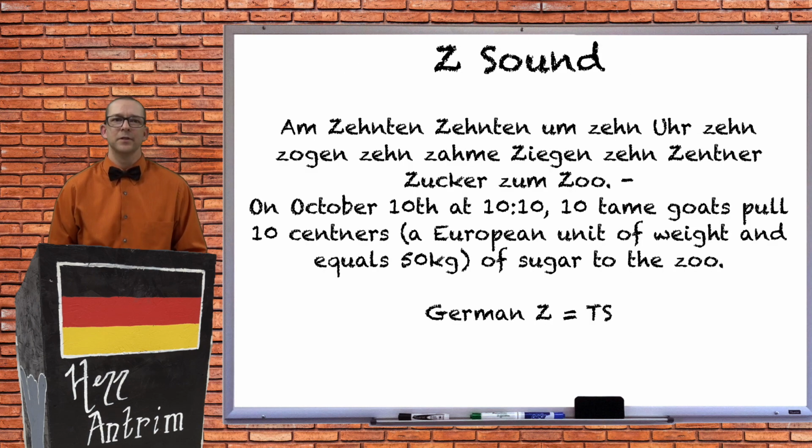The Z sound. Am 10.10. um 10:10 Uhr zogen 10 zahme Ziegen 10 Zentner Zucker zum Zoo. The German Z sound sounds like the TS at the end of the word hats in English. There are only two words in this entire tongue twister that don't start with Z, which makes it a lot of fun to say. Am 10.10. um 10:10 Uhr zogen 10 zahme Ziegen 10 Zentner Zucker zum Zoo.